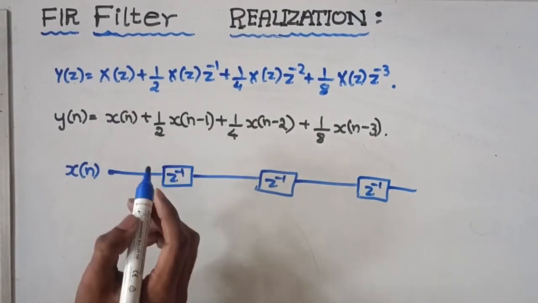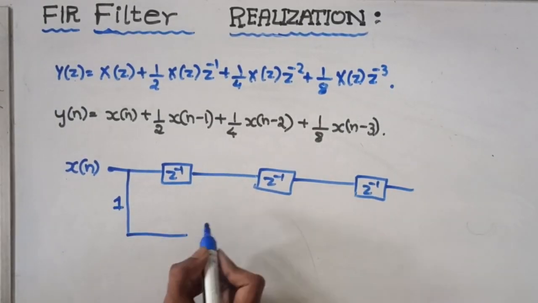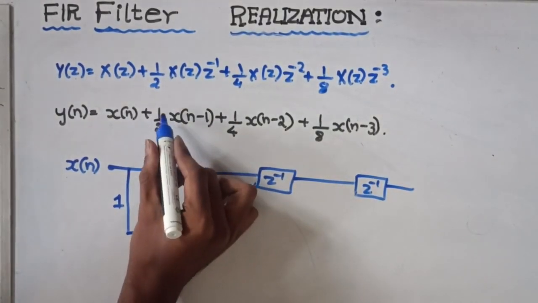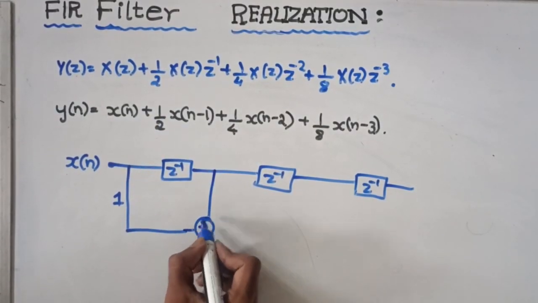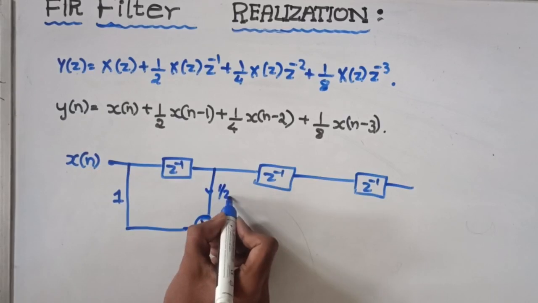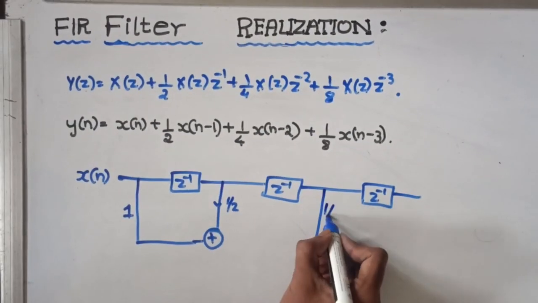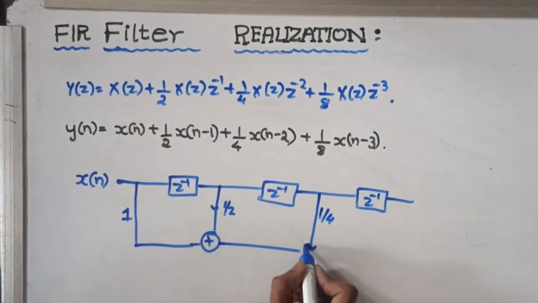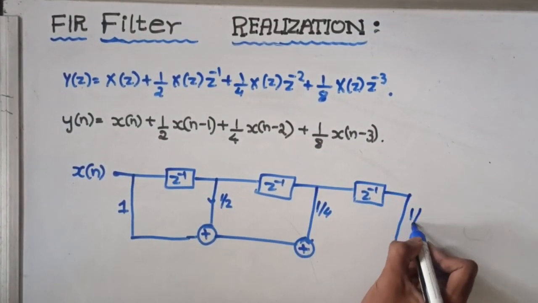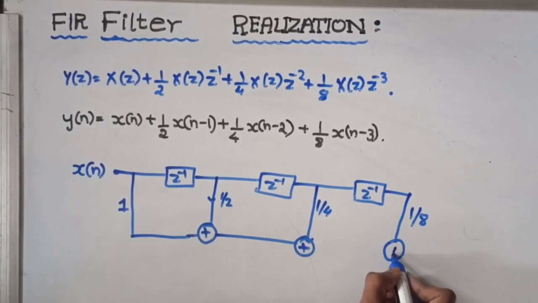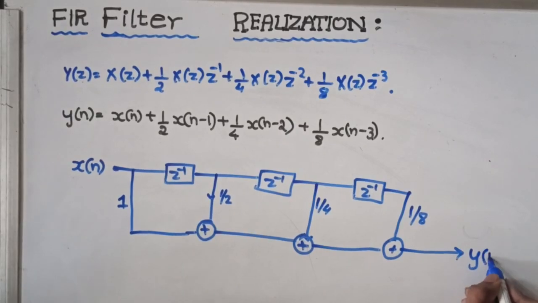There is a constant term x of n. Hence, this constant 1 will be here. x of n minus 1 has a coefficient of 1 by 2. This will be 1 by 2. x of n minus 2 has coefficient 1 by 4. And x of n minus 3 has coefficient 1 by 8. And this together forms the output y of n.